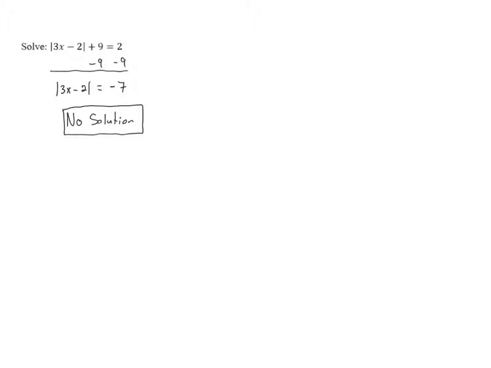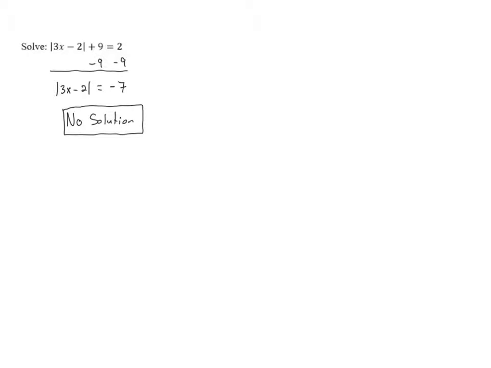If you didn't realize that and you went through the process of splitting this up into two equations, 3x minus 2 equals negative 7 or 3x minus 2 equals 7, you could go through and solve those equations and get something that looks like a solution in the end. But if you were to plug those numbers into the original equation and try to check to see if it's right, you would find out that neither of those gives you a correct answer.